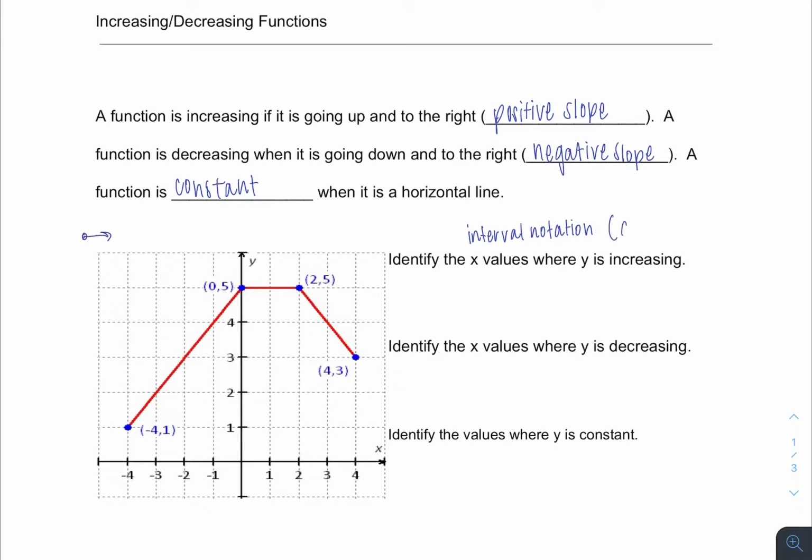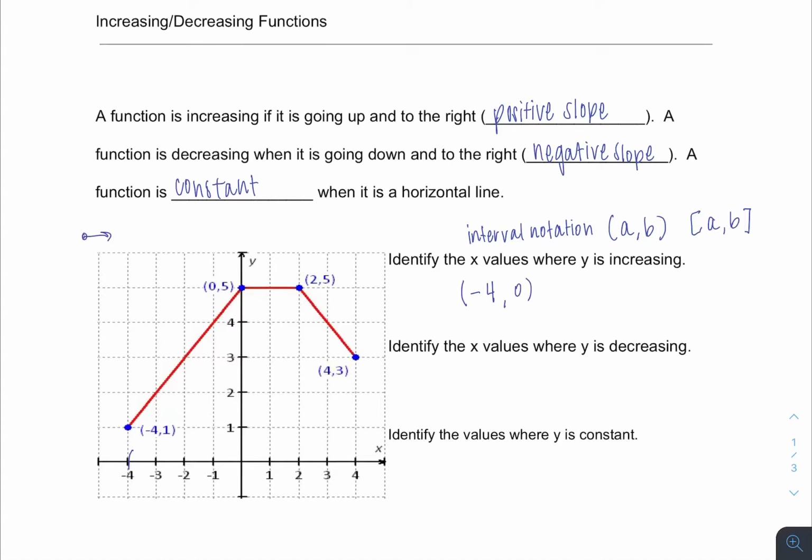So that's where we have parentheses and brackets, depending on what we're talking about. So here we're going to identify the x values where y is increasing. So it's increasing for y, but x is the values of what we're talking about. So we can see it starts at -4 and then ends at 0 for that increasing, and then it stops and turns to something else. So the way that we're going to write that is it starts at -4 and ends at 0.